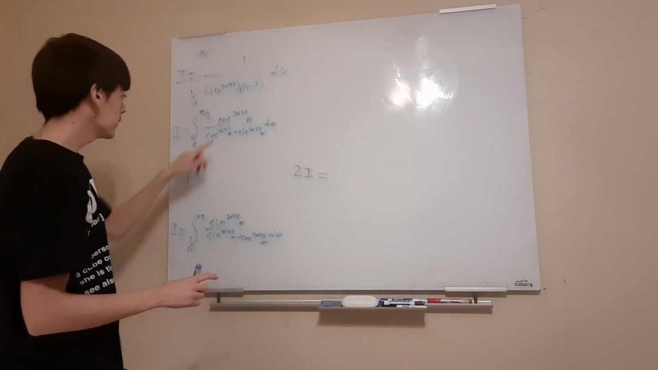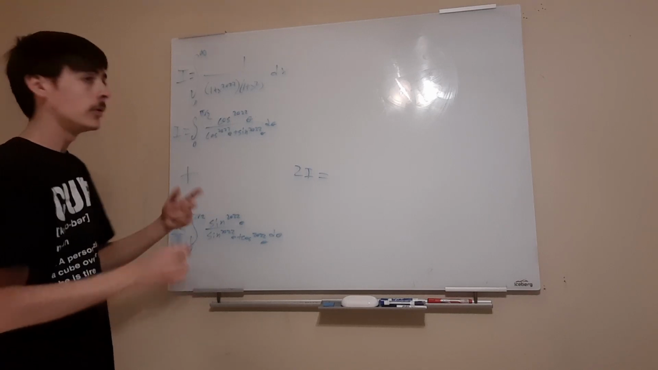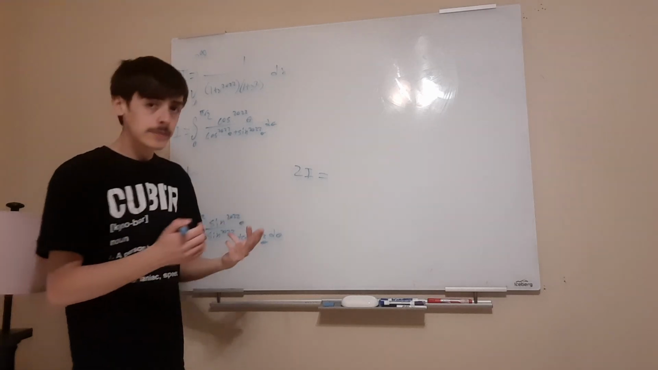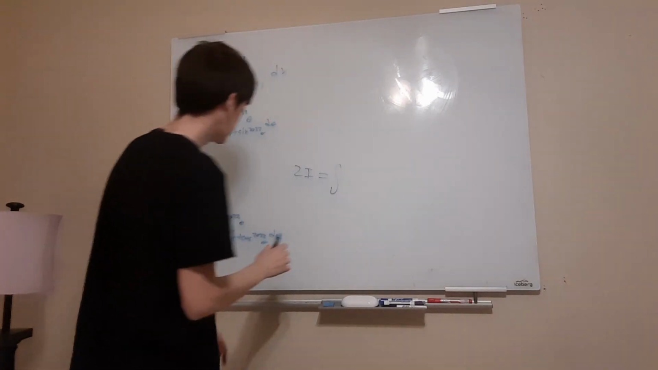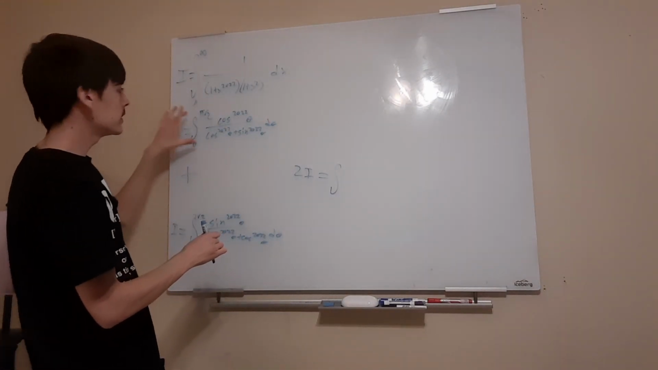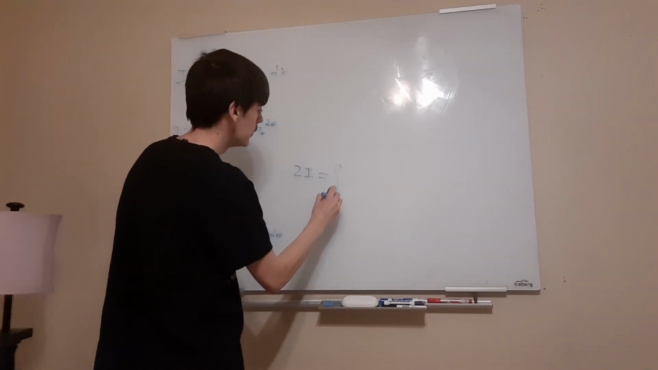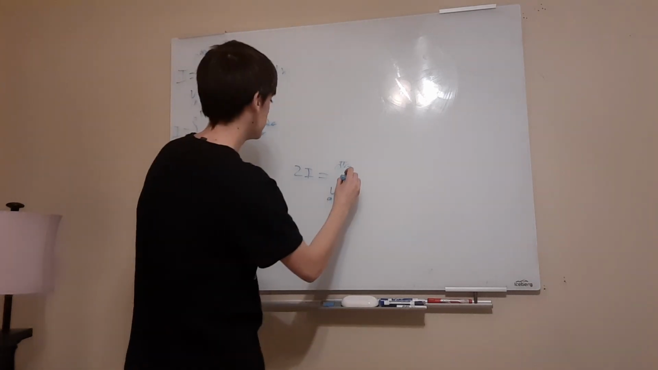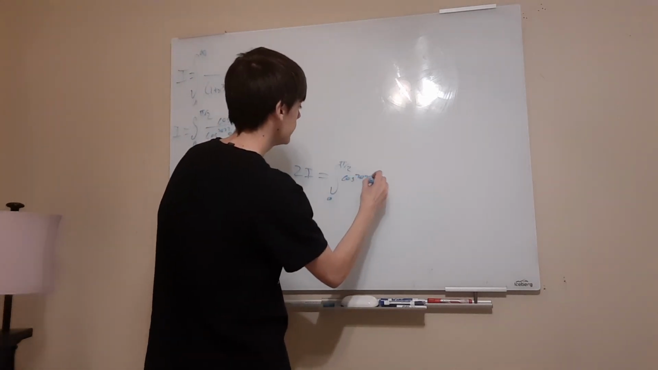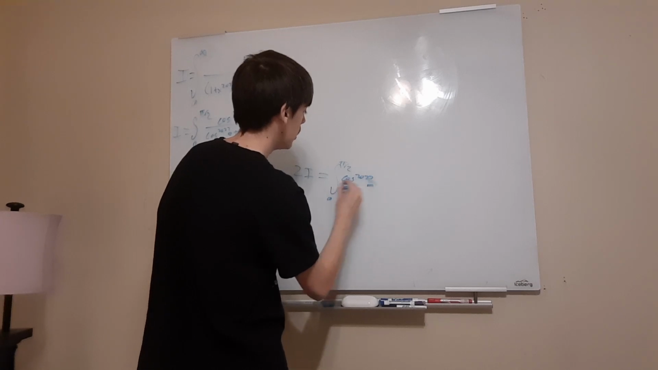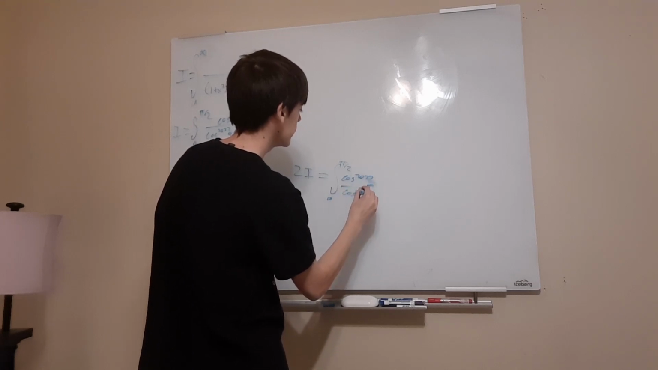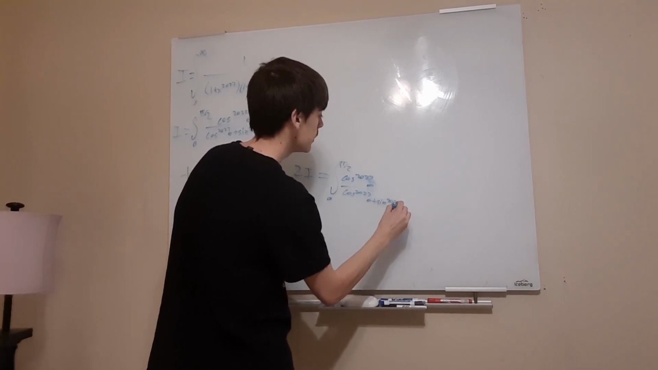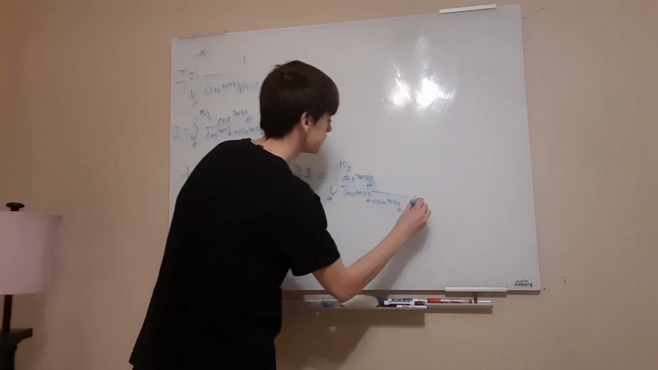Notice that both of these integrals are in terms of theta, and both the integrals' bounds are from 0 to pi over 2. Because of that, we can add both the integrands together under the same bound. So we have the integral from 0 to pi over 2 of all the stuff in here, which is going to be cosine 2022 theta over cosine 2022 theta plus sine 2022 theta, d theta.